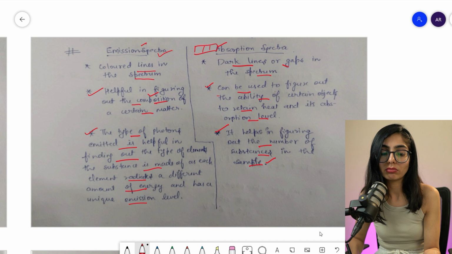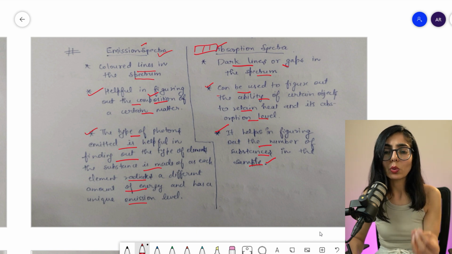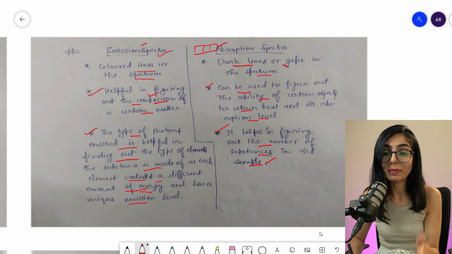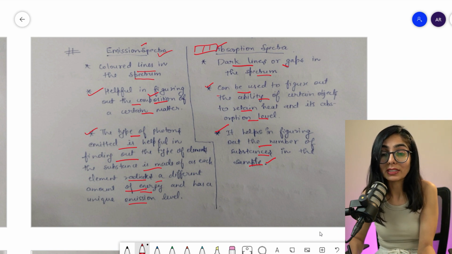Depending on the type of element, suppose in a substance 10 elements are there, each element will radiate a different amount of energy, and depending on that energy, it will have a unique emission level, and we'll be able to find out how many elements are there and what type of elements are there depending on their emission levels.